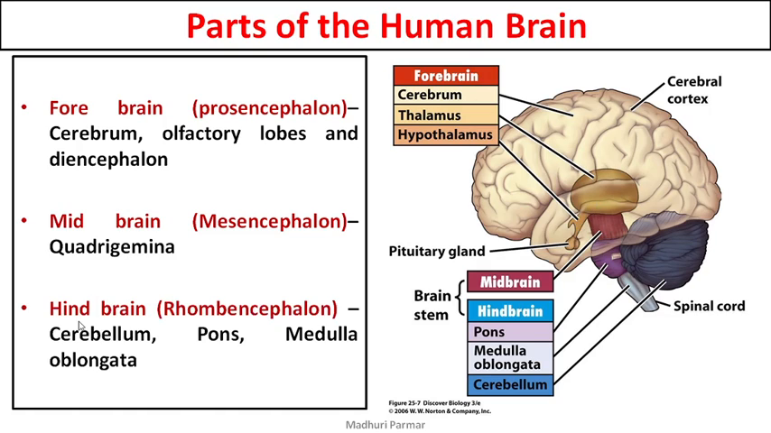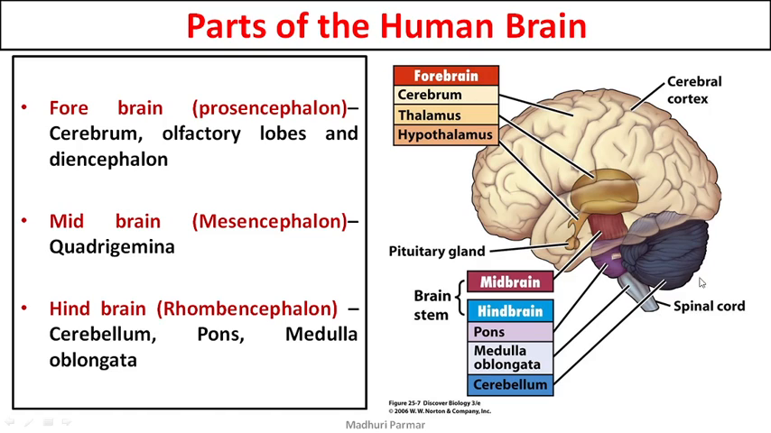Lastly, you have hind brain. Hind means behind. It is short form for behind. Fore is short form for forward, and in the same way hind is short for behind. Behind means piche, so piche ka brain. Hind brain, in scientific terms, is also known as rhombencephalon.